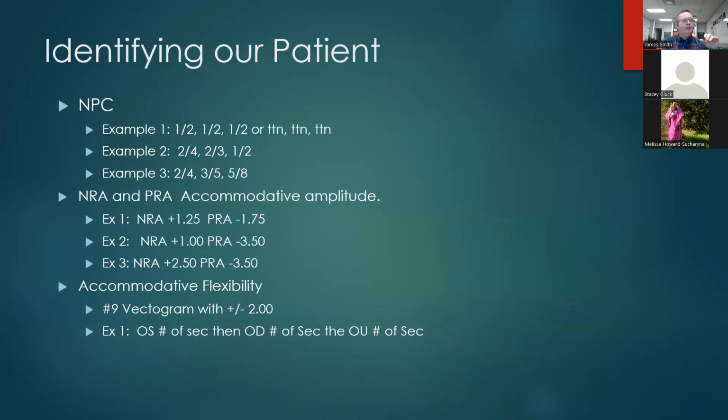Okay. So then I look at the NPC, so the near point convergence test. Example 1, we see what we'd say was probably perfect, 1 to 2, 1 to 2, 1 to 2. The first number is where they're able to get to before it splits. The second number is as it comes away, where they're able to recover.